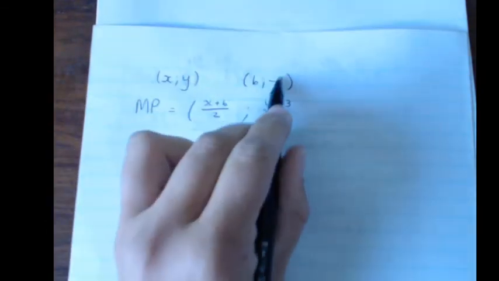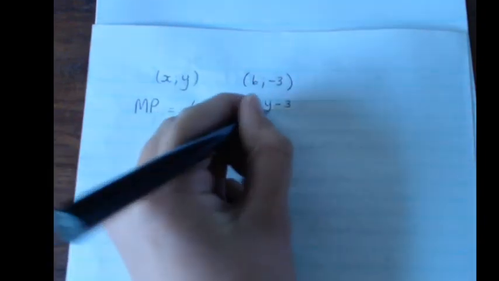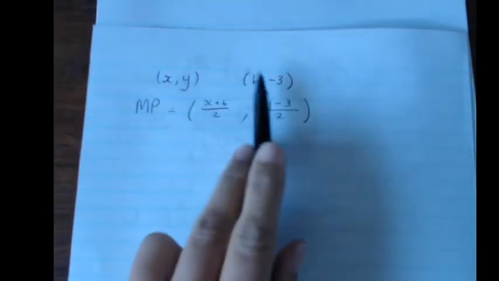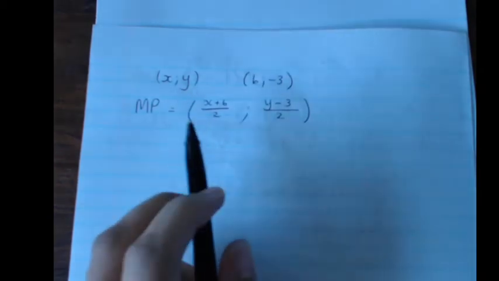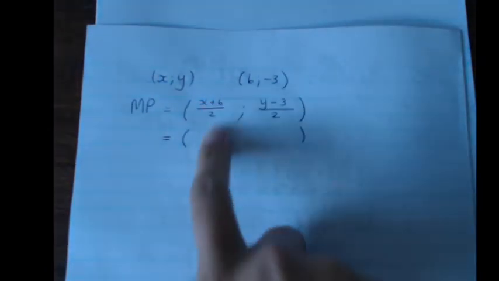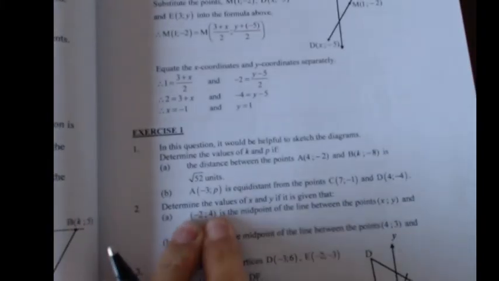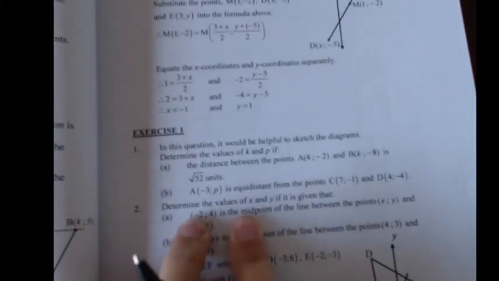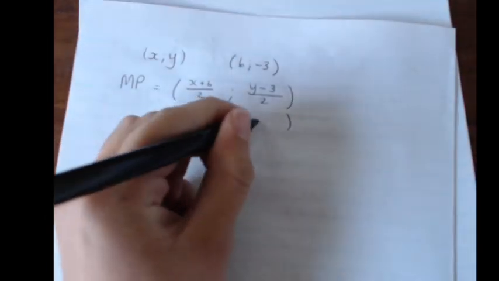It's y plus -3, which then becomes a negative there, over 2. So this is substituted these 2 points into the formulas. And what they are now doing here is they give me the answer. When I simplify this, it should be equal to -2, 4, because -2, 4 is the midpoint.